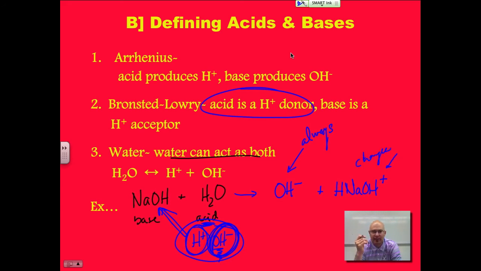The next slide and next discussion, I'll talk a little bit more about it. But that's how water can act both as an acid or a base.